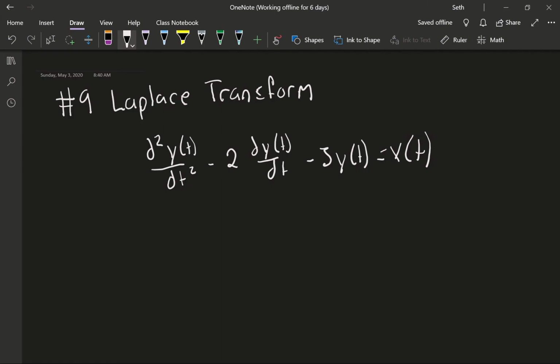Hello, this is number 9 on the practice final. We're given a second order differential equation that describes a continuous time LTI system, and we want to determine the transfer function H(s) and the impulse response h(t). Part A asks us to find H(s).